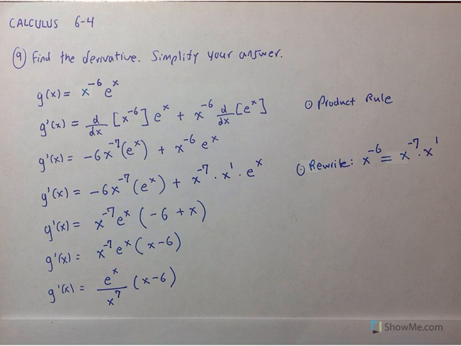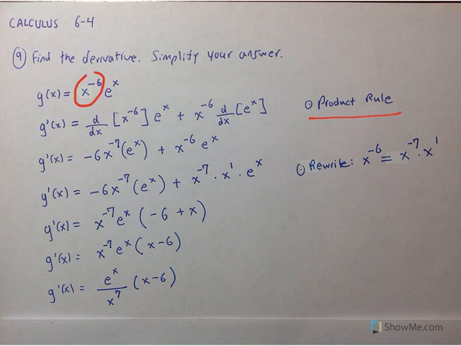Calculus, section 6.4, number 9. Find the derivative, simplify your answer. So when we look at number 9, we recognize that we have a product of two differentiable functions. So we begin number 9 by using the product rule to find the derivative.